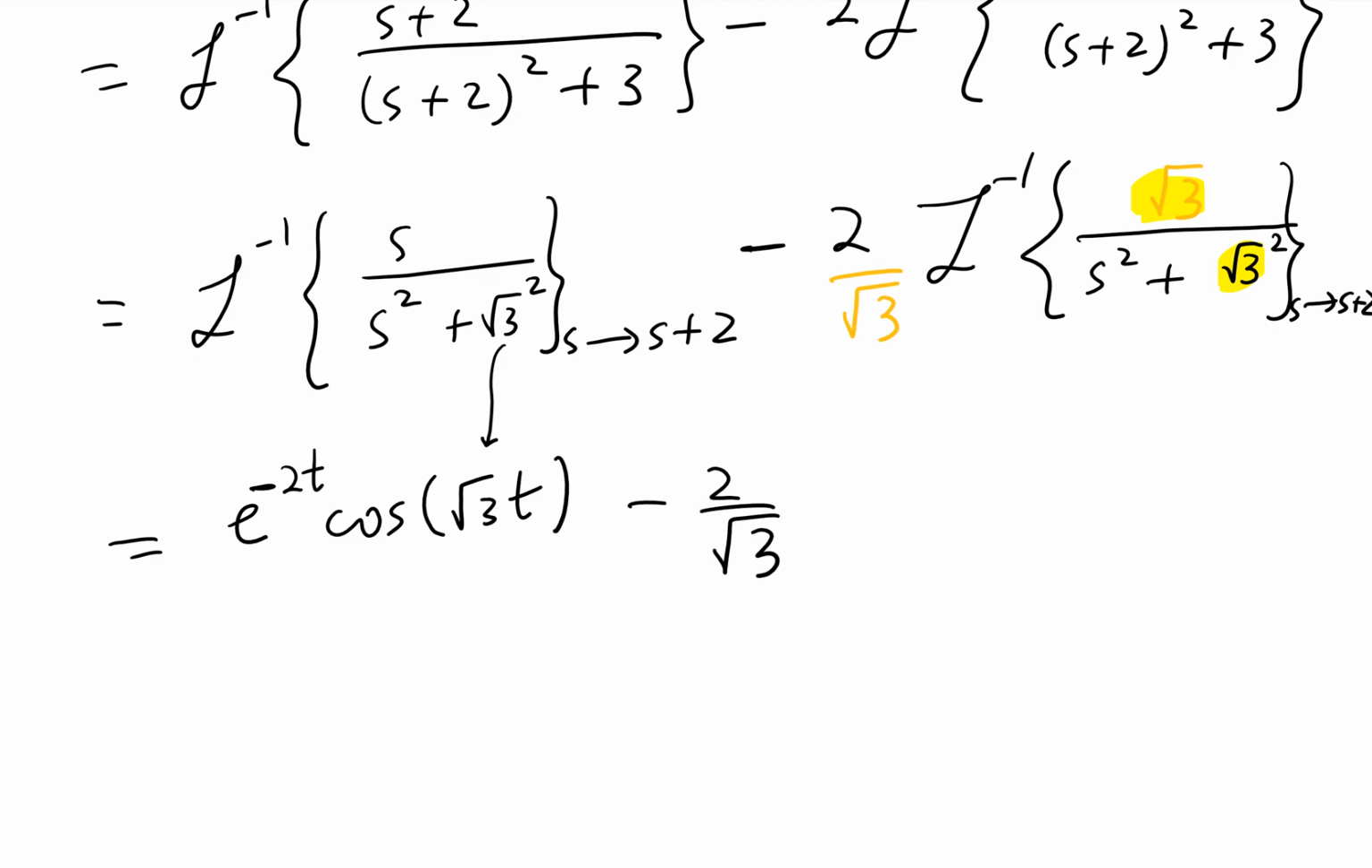This is again the same thing, e to the negative 2t. So the 2 is coming, this negative 2 is coming from here, and the same thing there, that's where this is coming from. And then this is sine radical 3 t. This radical 3 or square root of 3 is coming from this one.